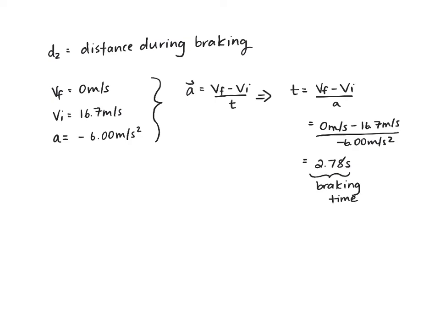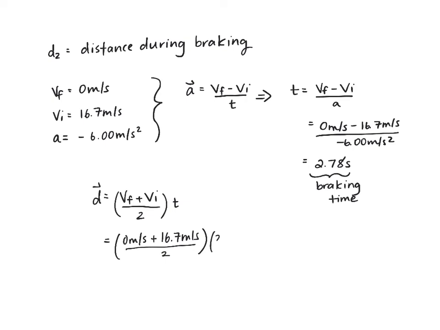Now that we have this time, we can use our displacement formula. So the average velocity, VF plus VI over 2, times the time. We know VF is 0 meters per second, we can include it anyway, plus 16.7 meters per second over 2, multiplied by our braking time, which is 2.78 seconds. I'm not rounding when I do this math until the very end, so I'm keeping all of these numbers in my calculator. And here we get 23 meters. So that's not our total distance. This is our distance during braking.